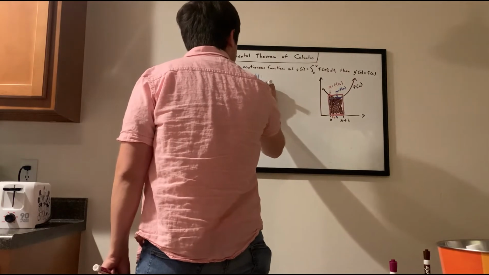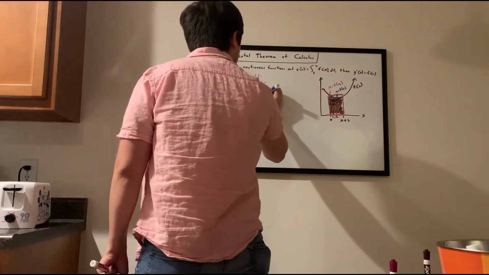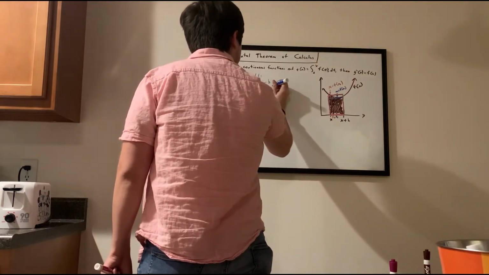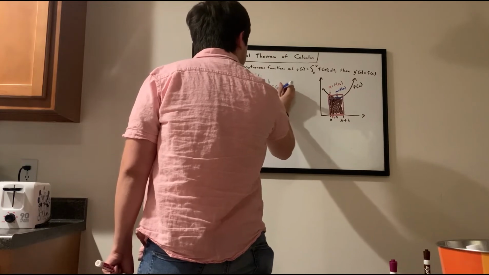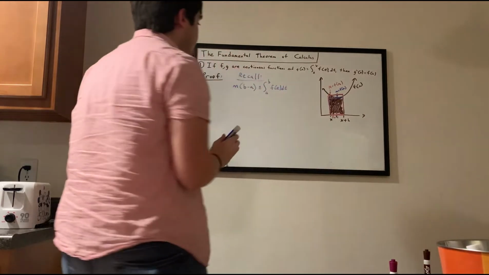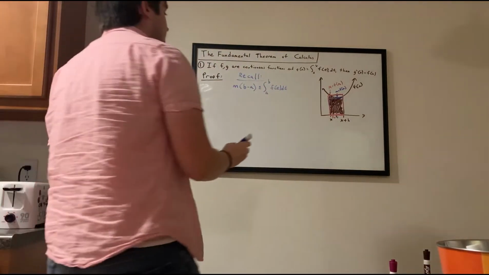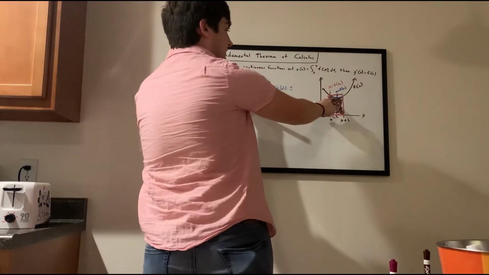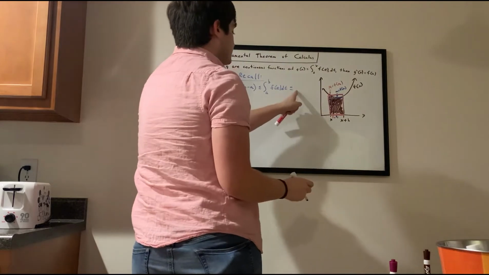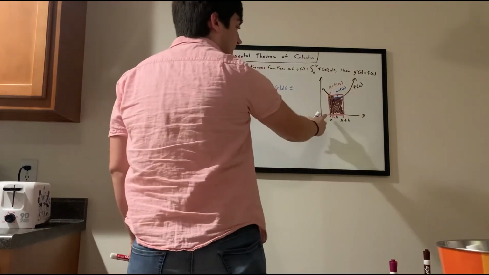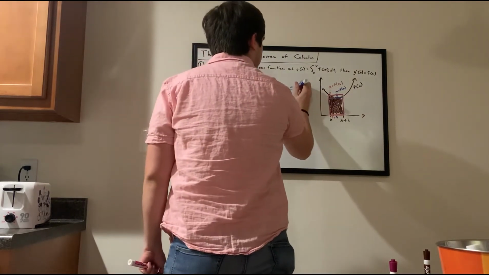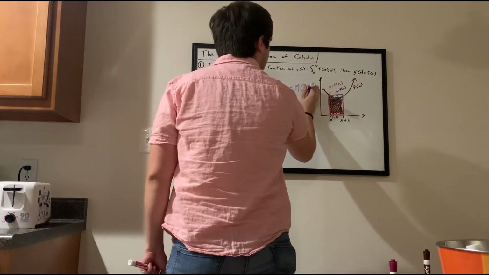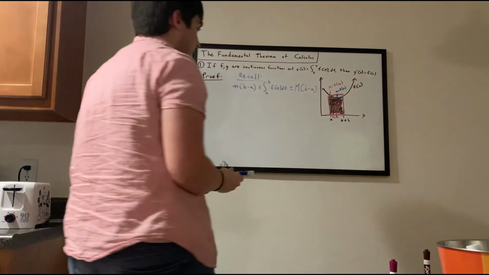this is going to be less than or equal to the integral from a to b of f of t dt, which is going to be less than or equal to, remember, this is a small rectangle, and this is going to be a big rectangle. This is the red rectangle here. Less than or equal to big M times b minus a.